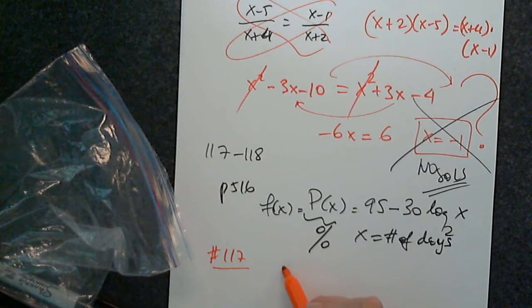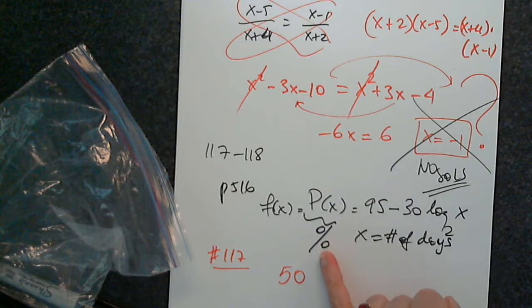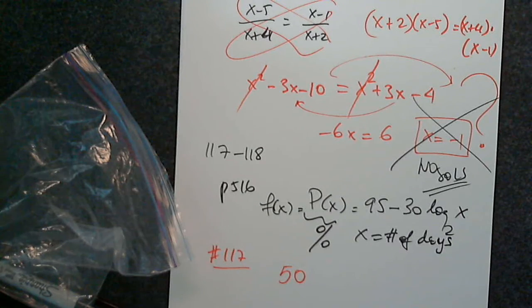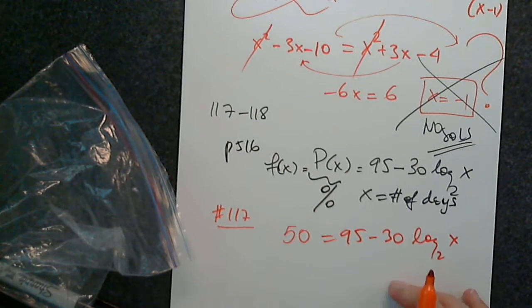Right, percentage. Well, I'm assuming the percentage, I know it's a very good point you're making, Heather. Normally, we do not use percent in an equation or a function. However, in this case, we're told that p of x is given in percent. That's why I took notes, so I know what they mean. So then 50 equals 95 minus 30 log base 2 of x.